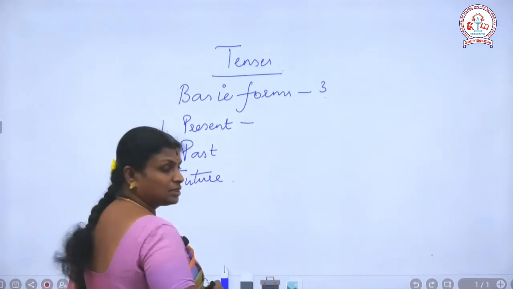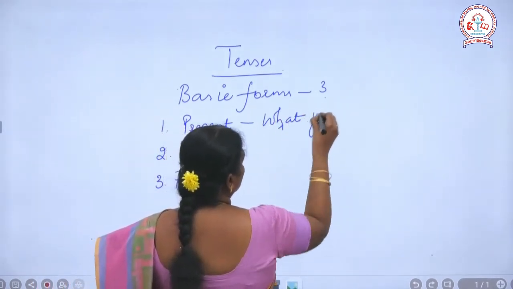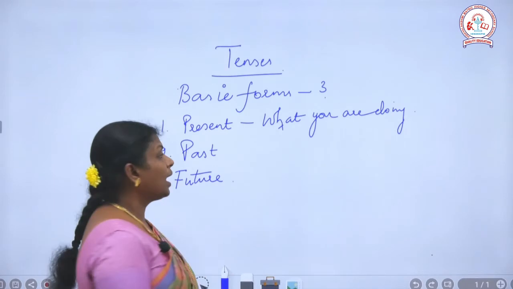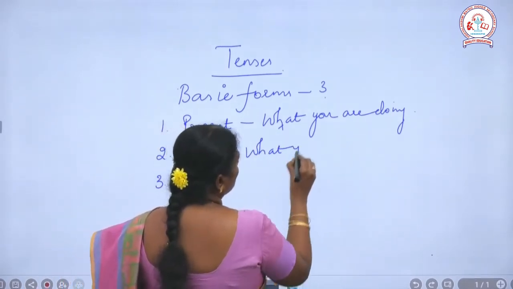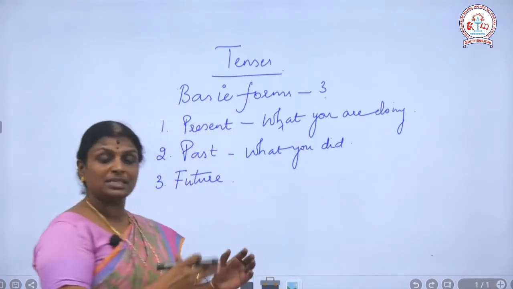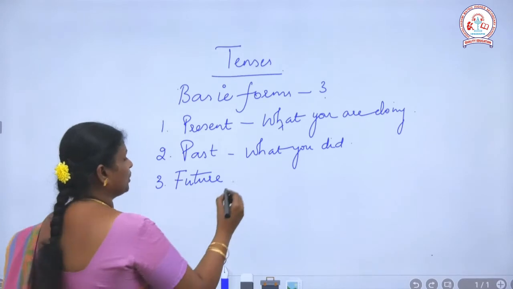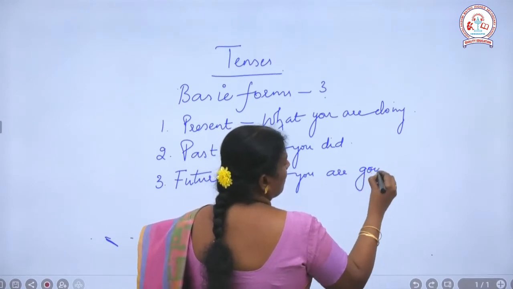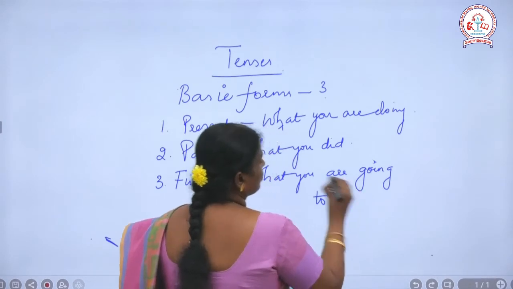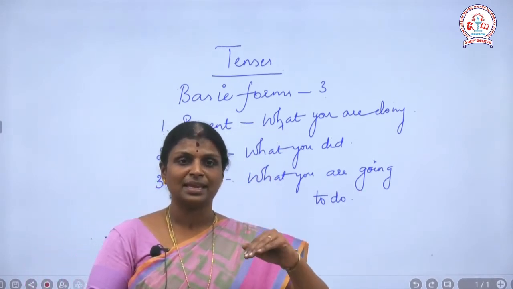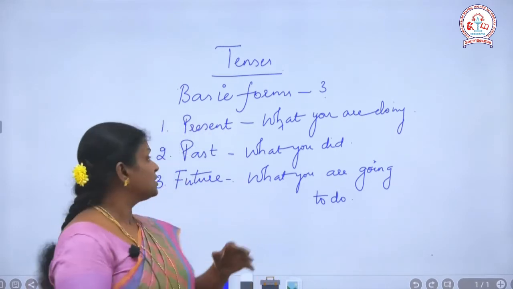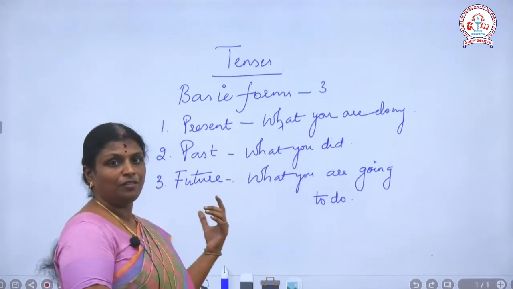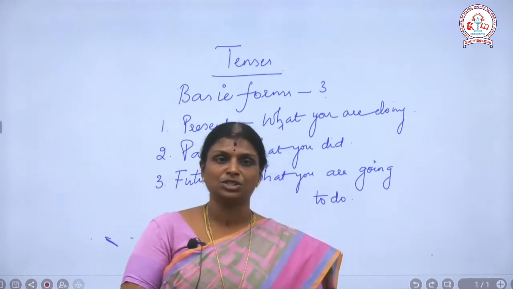This present says what you are doing. It speaks about the thing you are doing. And past, what you did. It speaks about what you did in the past. And future, it speaks about what you are going to do. See, as human beings, we have only three basic categories to deliver our communications. The first form, present, shows what you are doing, past what you did, and future what you are going to do. This is a basic explanation of tense.